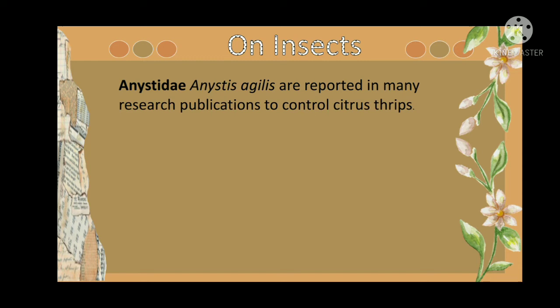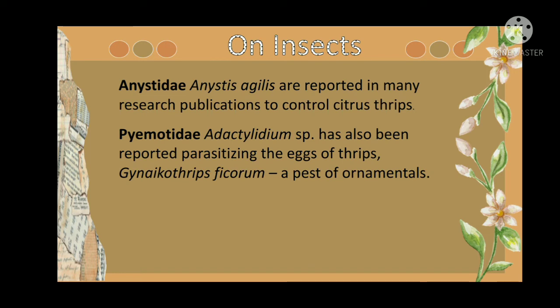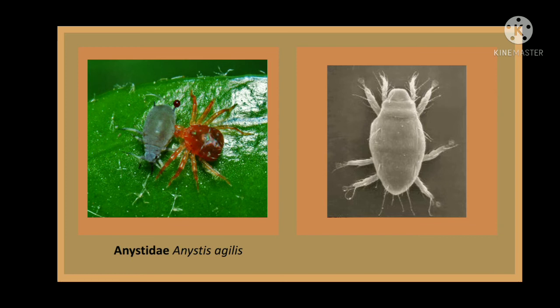Anystidae. Anystis agilis is reported in many research publications to control citrus thrips. Acarophenacidae. Adactylidium sp. has also been reported parasitizing the eggs of thrips, pests of ornamentals. These are example images of Anystidae and Acarophenacidae.